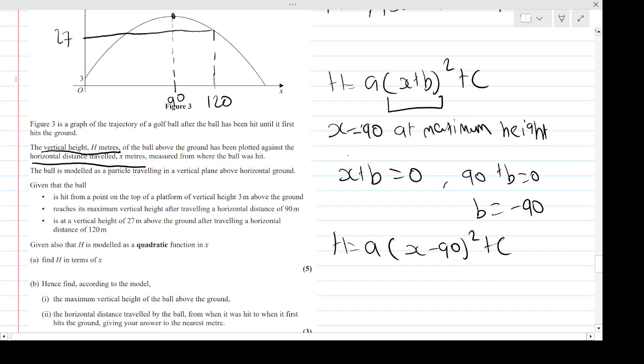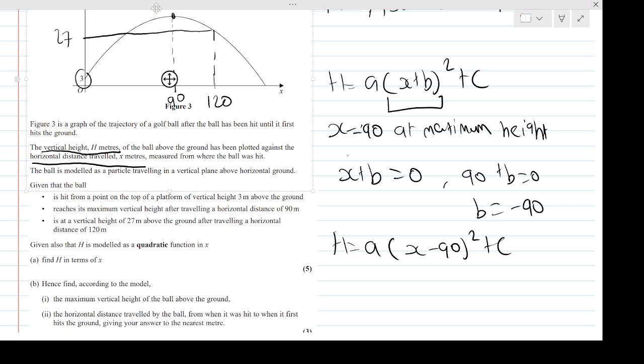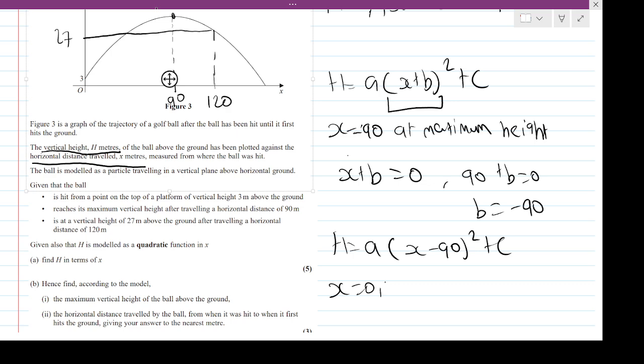We've looked at the maximum point. Now we need to look at the other points we're given. Firstly, it's going to be this point here, right? Initially, when x is 0, h is 3. So we can literally say x is 0, h is 3.